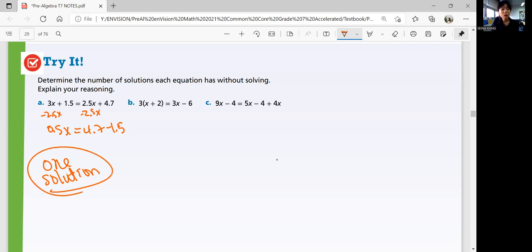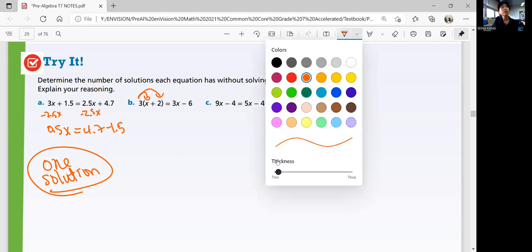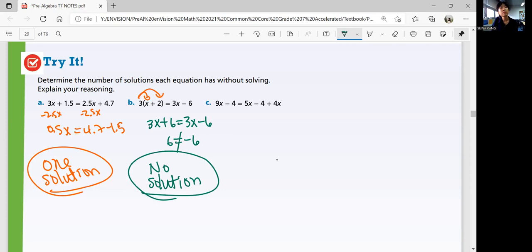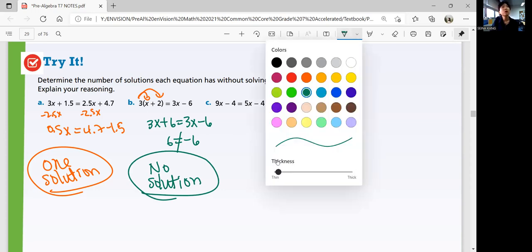Okay. And then part B, you can distribute this expression and simplify. And you have 3x plus 6 is equal to 3x minus 6. Ooh, they look very similar. If you subtract 3x on both sides, you get 6 is equal to negative 6. And that's not true. So what does that mean? It has no solution. Okay, no solution.